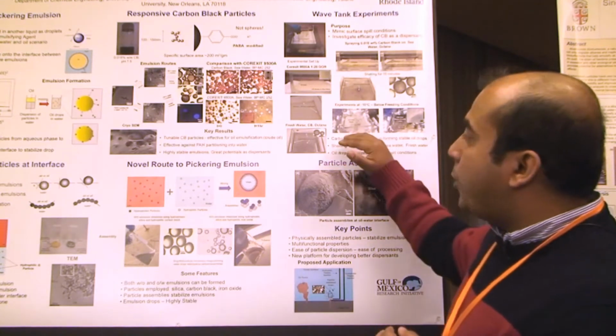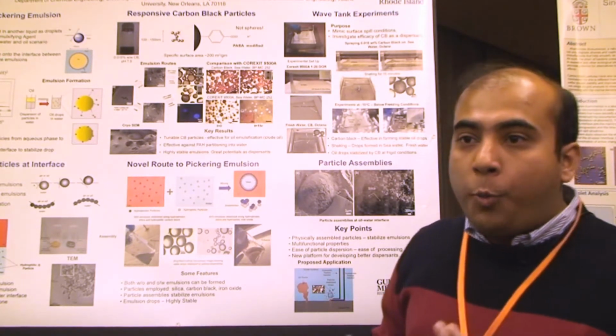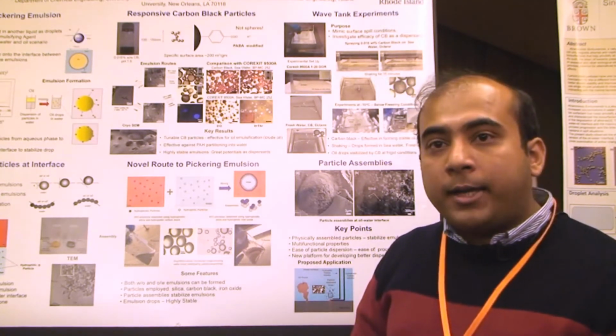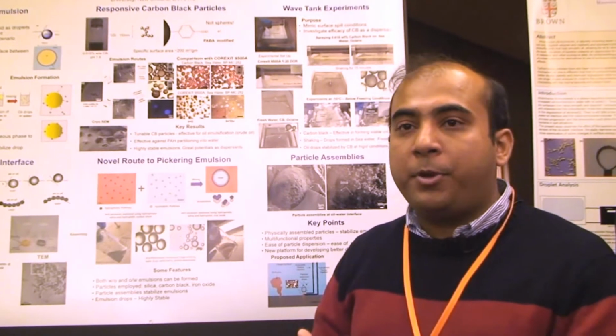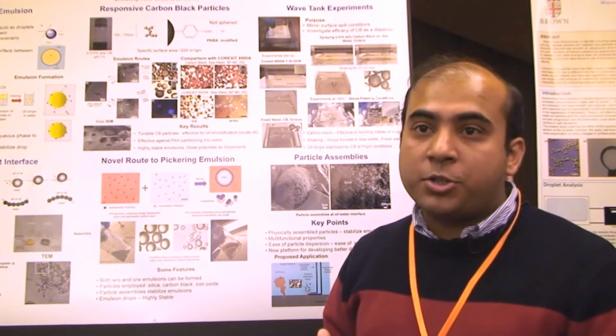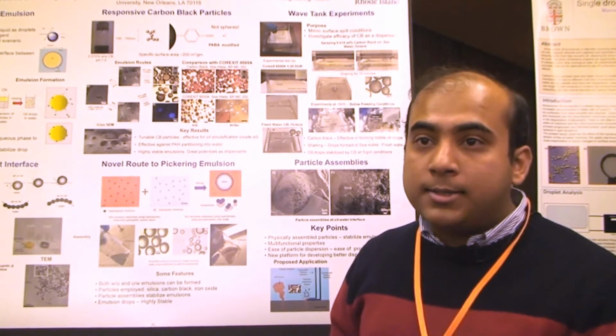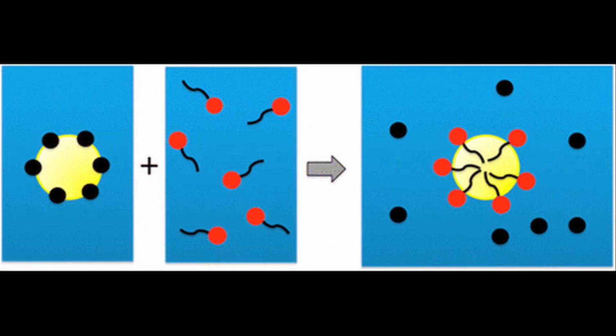The other experiment which we are doing is also looking at Arctic conditions, because when we do oil exploration in the Arctic, there's often spills of oil. So what people tend to use is surfactants, but surfactants cannot be used at very low temperatures. So we're trying to use particles, and we show that even with carbon black at very low temperatures, we can stabilize these drops of oil.